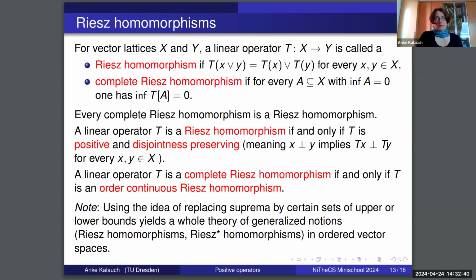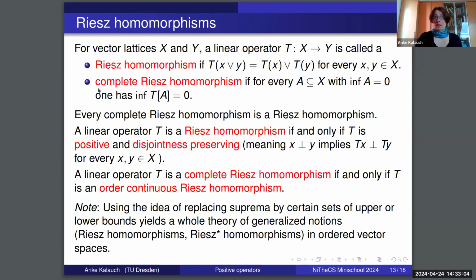What is a Riesz homomorphism? It is a linear operator that preserves the lattice structure. So it doesn't matter whether you first take the supremum of 2 elements and then apply the operator, or do the other way around. So these are the operators that fit to all structures that we have in a vector lattice.